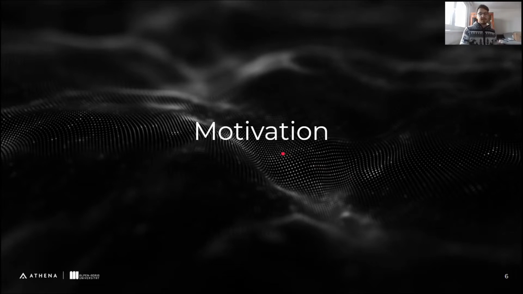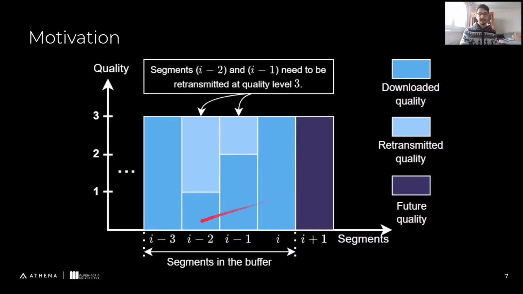Then the motivation. Why did we decide to pursue this approach? This is a figure that depicts the situation of the client buffer at a general time t. We can see here that from I-3 to I are the indexes of the segments stored in the buffer, and I+1 is the next segment.